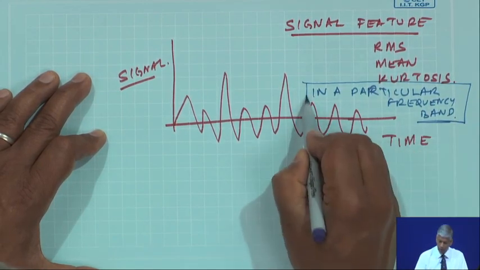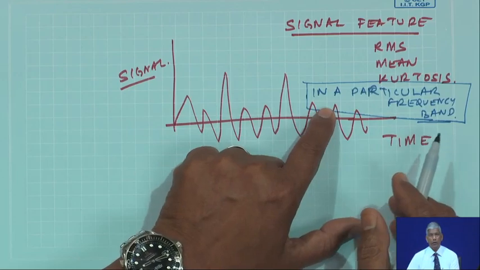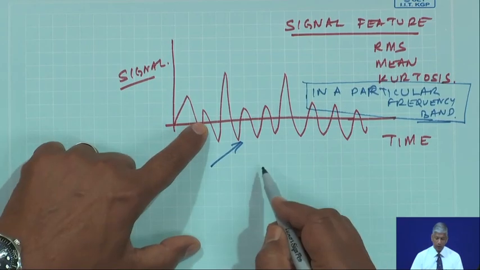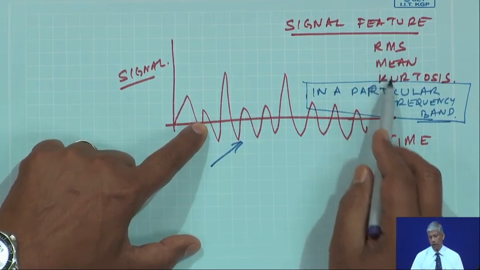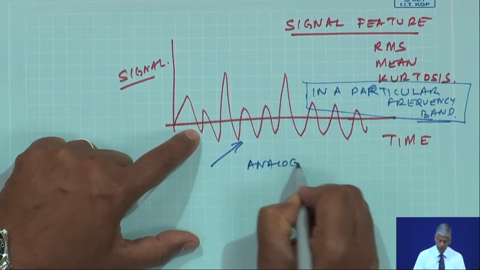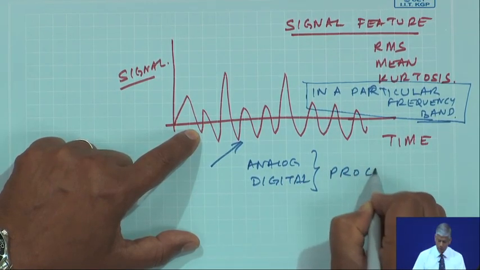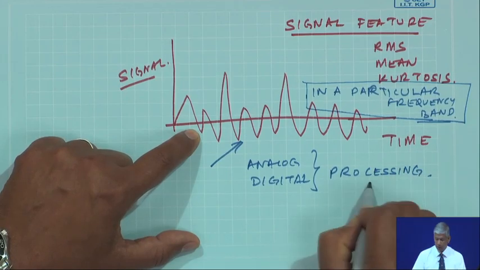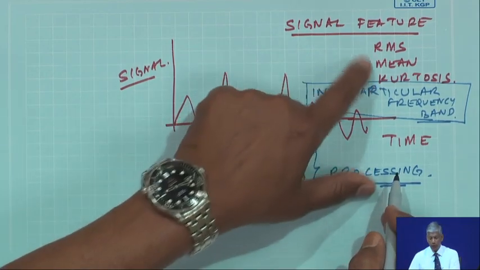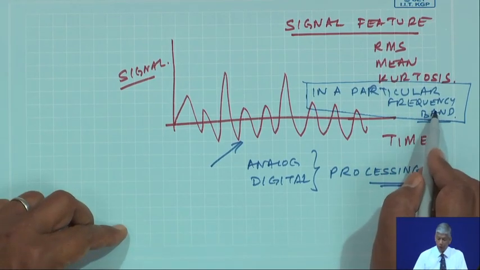Sometimes, as an end user, we are not aware of it, but the signals which have been measured are actually band limited, and then we are given this signal, wherein we can find out the values of this signal depending on whether we do it in analog processing or digital processing. The choice is ours. But most important is, whatever signal I am measuring, it is varying with time, and so we need to measure these RMS, mean, and kurtosis values in a particular frequency band.